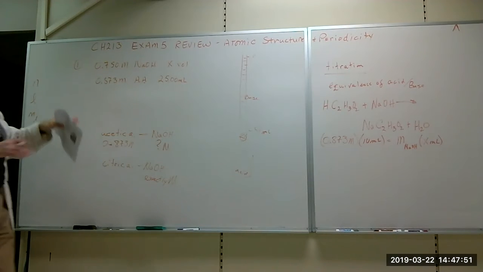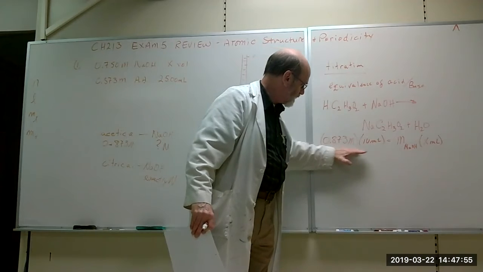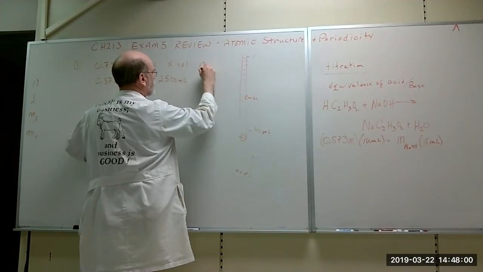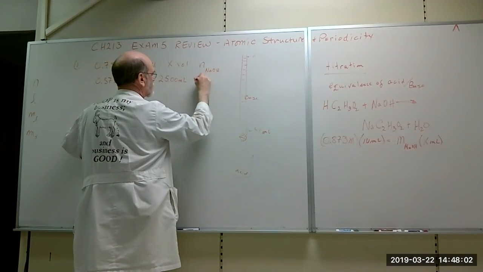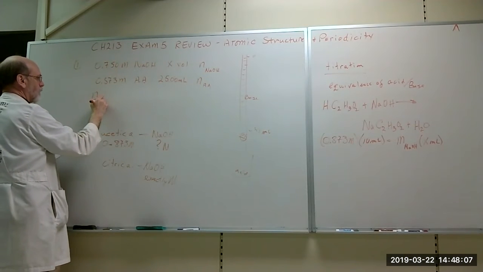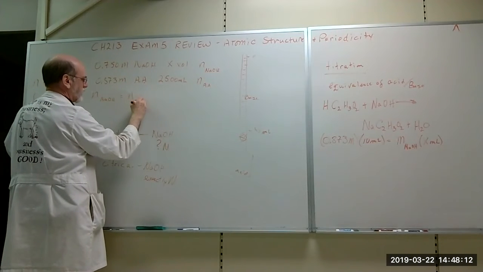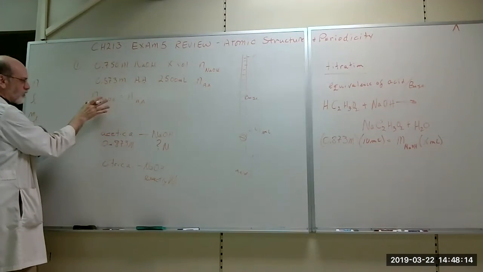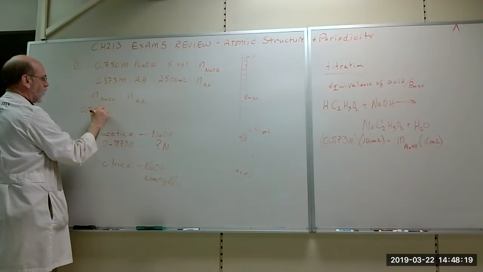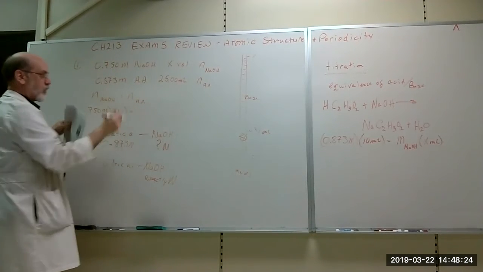So this is really simple. Since we know the stoichiometry is 1-to-1, we can just say moles is equal to moles. So this is moles of base. This is moles of acetic acid. And they're going to be equal, because that's where the endpoint is. Okay? So moles of base is going to be 0.75 molar times volume, which we don't know. That's the question. Right?